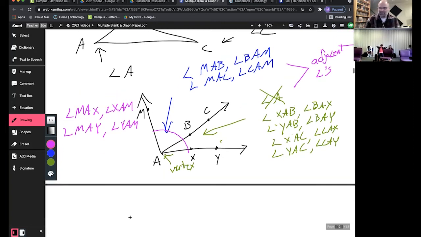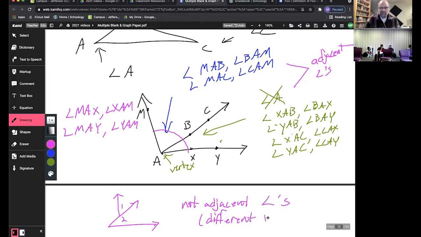So for example, these are not adjacent angles. If I had this scenario, 1 and 2, these are not adjacent because they have to have the same vertex. They don't have the same vertex. So if they have different vertices, then they are not adjacent.